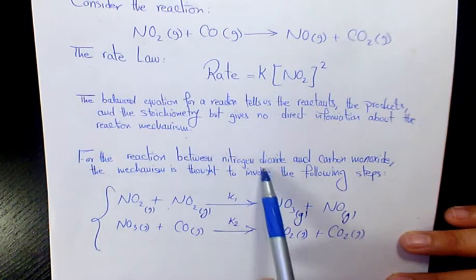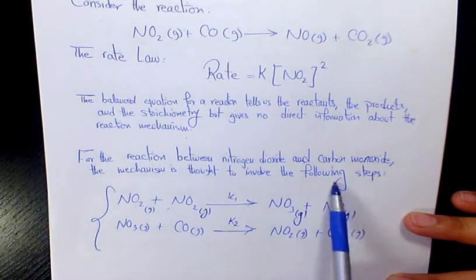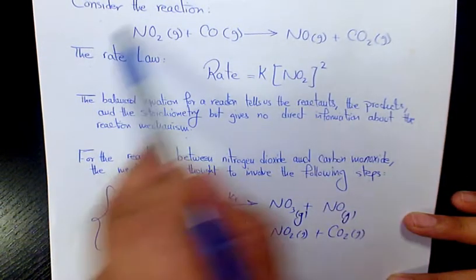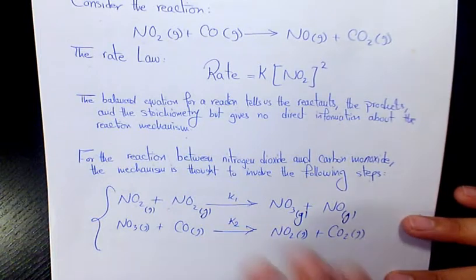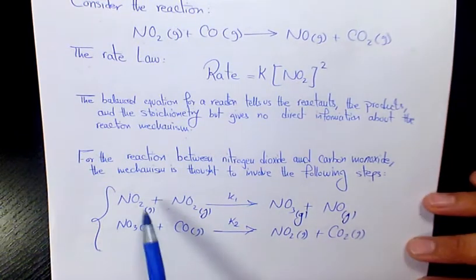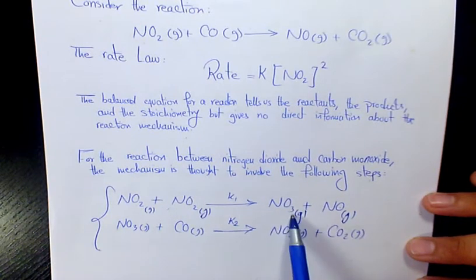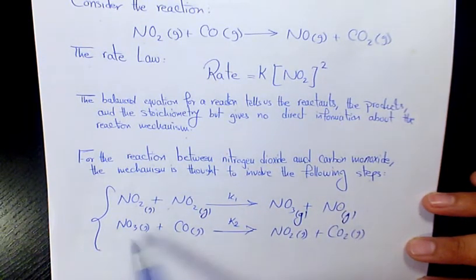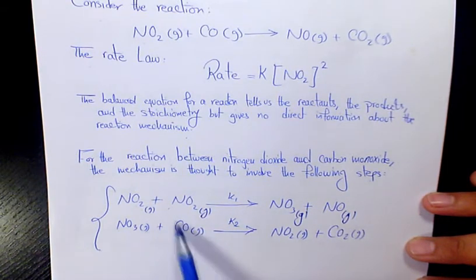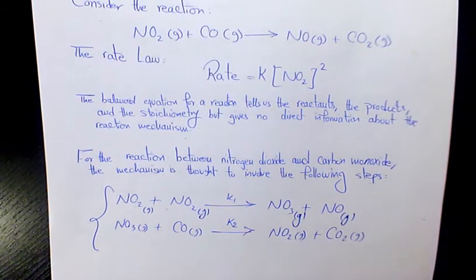For the reaction between nitrogen dioxide and carbon monoxide, the mechanism is thought to involve the following two steps. So here we are dealing with an overall reaction. However, we have two elementary steps involved. The first elementary step is NO2 plus NO2 gives NO3 plus NO, and the second elementary step is NO3 plus CO gives NO2 plus CO2. So we are dealing with two elementary steps, and k1 and k2 are rate constants for these two elementary steps.